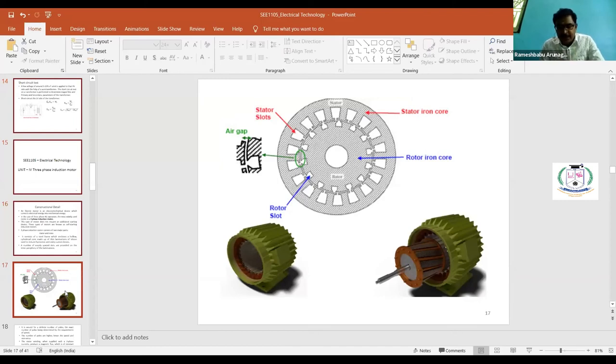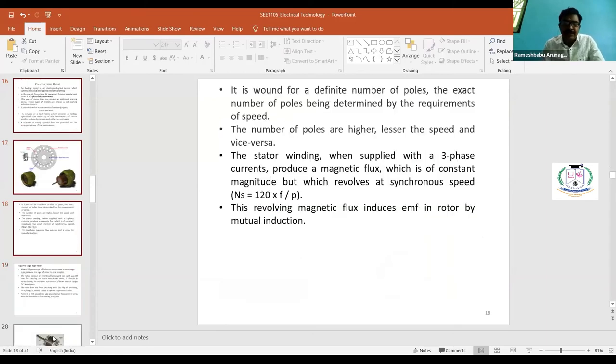Okay, so the practical view also I have shown here, a cross-section view also. This is the construction, right? And the rotor construction of the machine, you can see the slots are equally spaced. The number of poles is based on the speed you want to achieve. Ns = 120f/P. If the number of poles is lesser, speed will be higher. If the number of poles is higher, speed will be lesser.